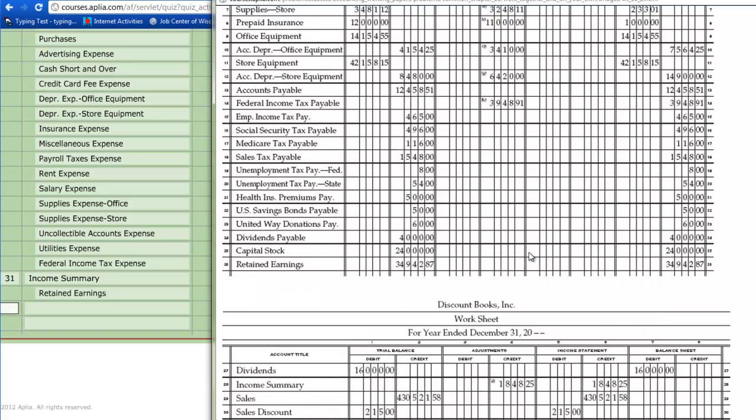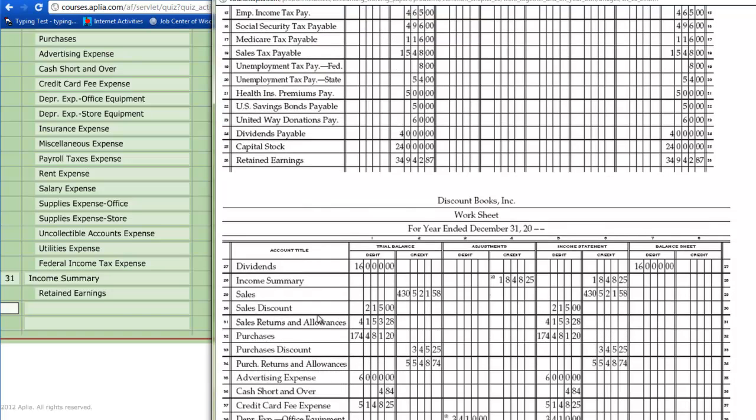Your last closing entry, this is the one that students get wrong most often. Is closing our dividends. Line 27, right here in our worksheet. Okay, I'm closing dividends, not dividends payable. Dividends payable is a liability. Liability is a permanent account. This account, dividends here, is very similar to our drawing account. We keep track of it to find out how much money we are paying out to the owners.